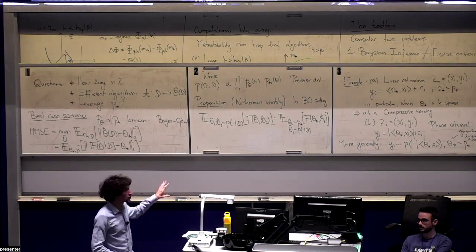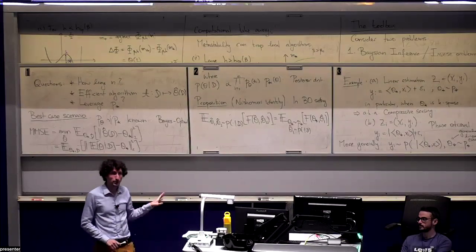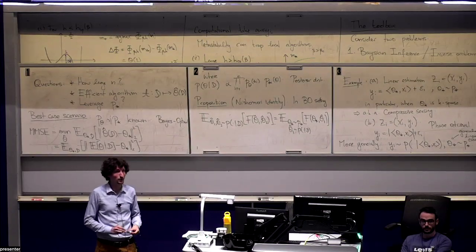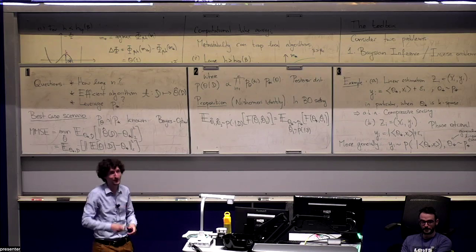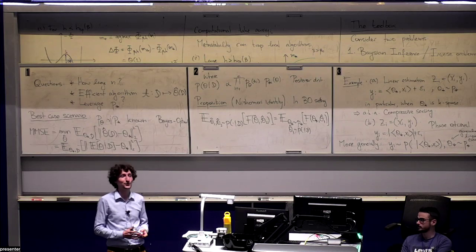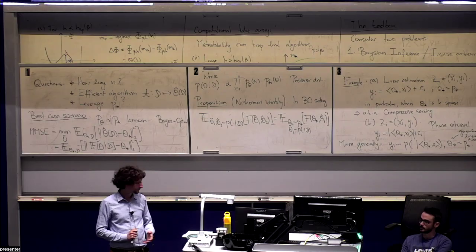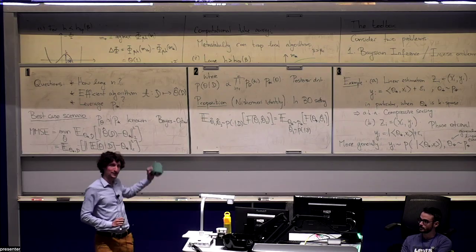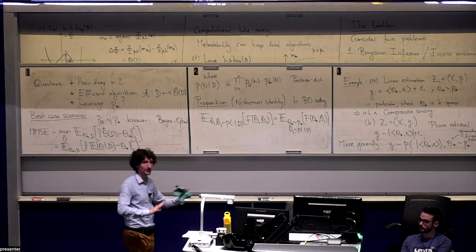Oh, I'm assuming that X is always independent of theta star. But you can make some progress when they are correlated, but then you have to make another assumption on what is the correlation between X and theta star. But for everything that I'm going to say next, they are independent.